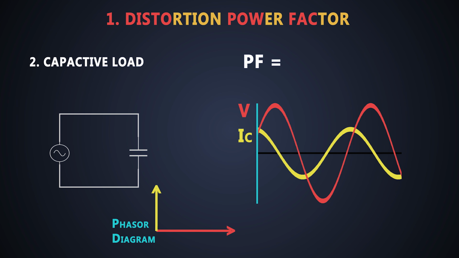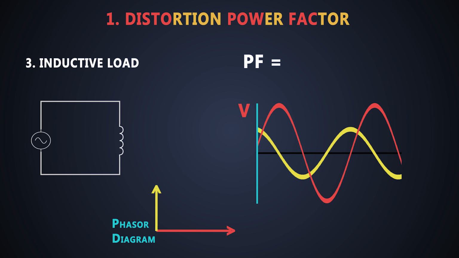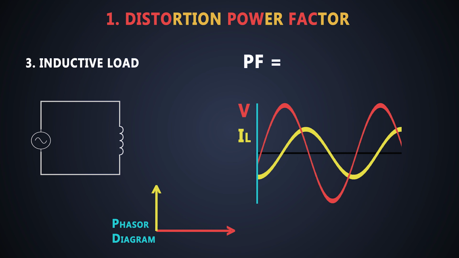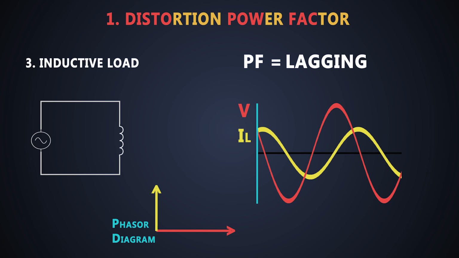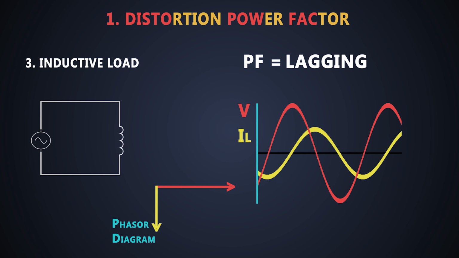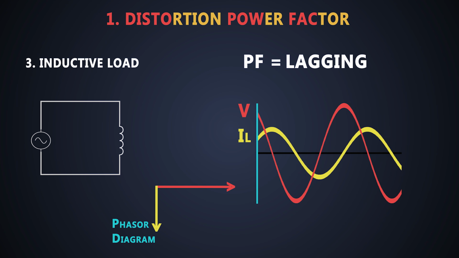There are not many types of capacitive loads out there, so we'll jump on the purely inductive loads. Here the voltage starts from the origin, but the current starts from the negative peak. So the current is lagging in this type of load. If we draw the phasor diagram of the inductive load, it will look like this. So this type of power factor is known as lagging power factor.